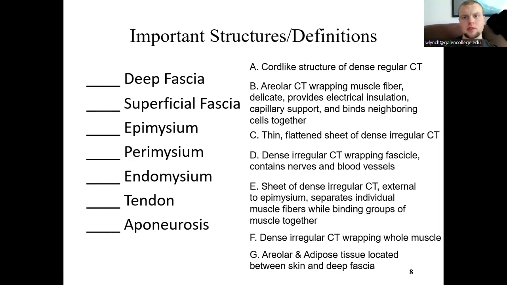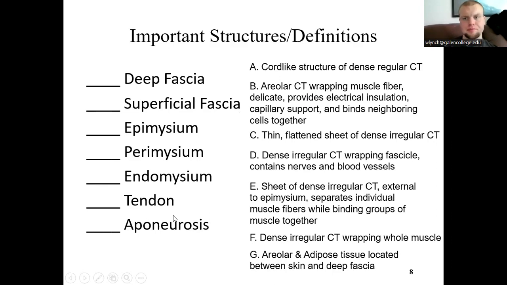The endomysium is going to, sorry, I switched that up. The endomysium is going to be B, the areolar connective tissue wrapping the muscle fiber, right? The epimysium, that's the outermost, right? So the epimysium is going to be F, the dense irregular connective tissue wrapping a whole muscle. So flip those around. I missed that. Epimysium is the outermost, so that's going to be wrapping the whole muscle. Endomysium is the areolar connective tissue wrapping the individual muscle fiber.